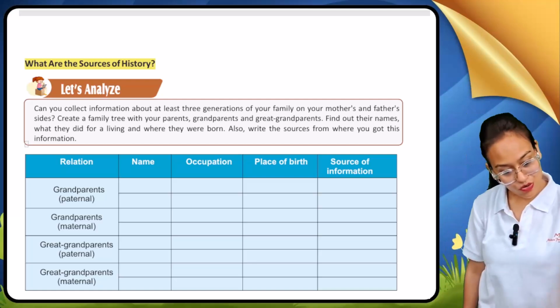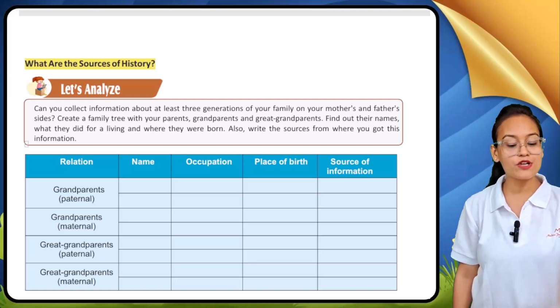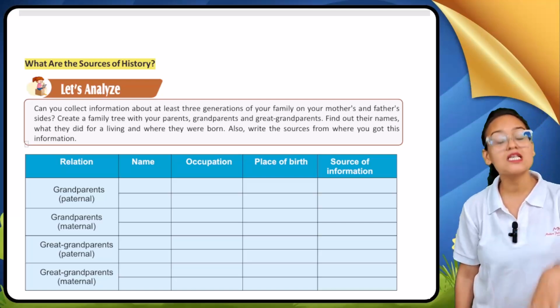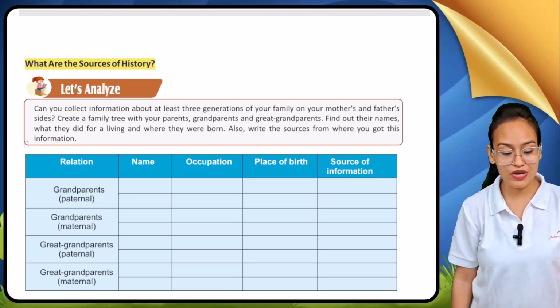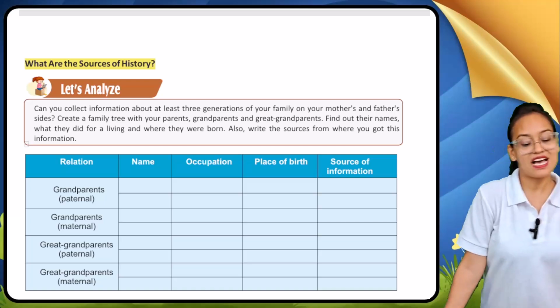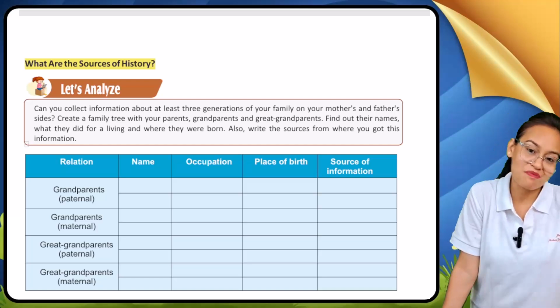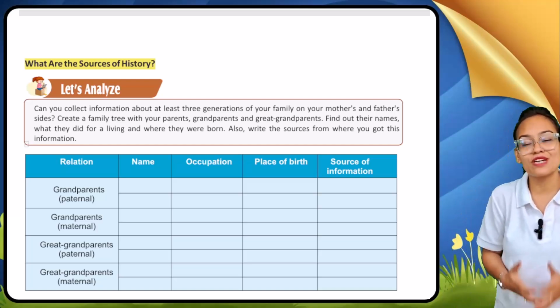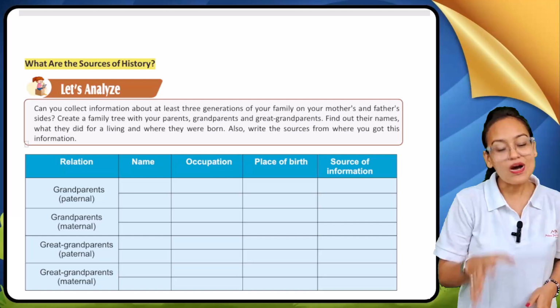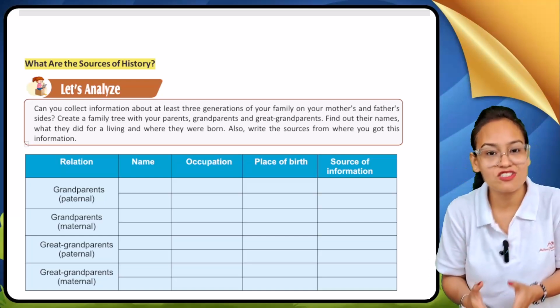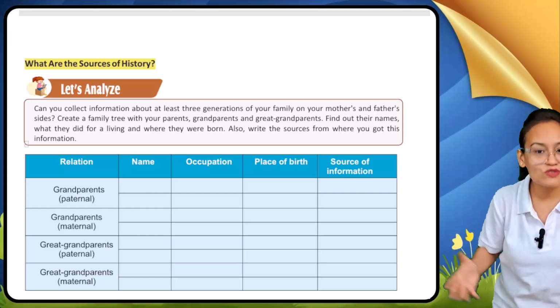Just like this, you also have to gather information about your other grandparents, means the parents of your mother, and as well as your great grandparents from the side of your mummy and papa both. So you all have to gather information. And why do you have to do this activity? Because if you do this activity, then you can know the importance of timeline.